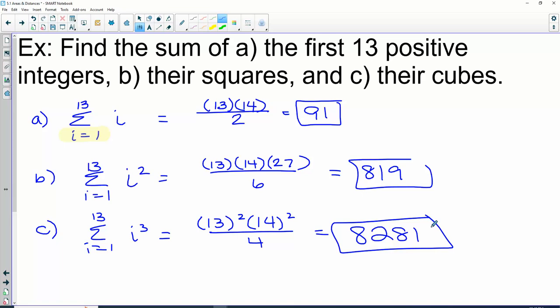So is a to the i plus b to the i the same thing as a to the i minus b to the i? Yes, because you just flip the minus.